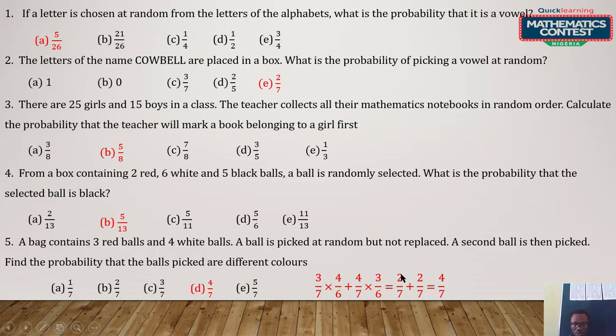So I have 2/7 here. The same thing applies here, 2/7. LCM is 7. So 2 + 2 = 4. So that's how we got 4/7.